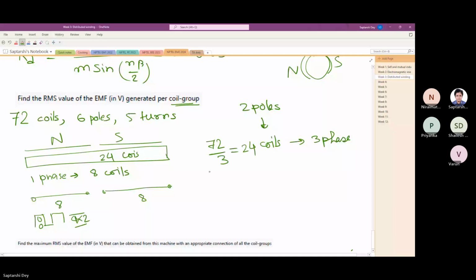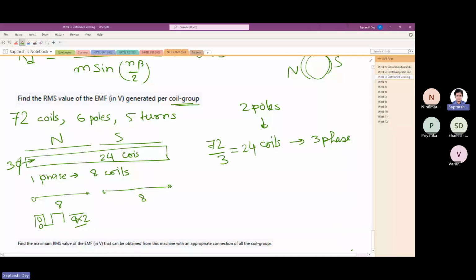So that is 24 coils per phase. Not per phase, 24 coils in every 2 poles. Every 2 poles has one complete 3-phase winding. Forget this 6-pole machine. Suppose there is a 2-pole machine. There also you can have a 3-phase winding, right? It's the same thing. We are looking at one unit, 2 poles. So there is also a complete 3-phase winding. So these 24 coils constitute one complete 3-phase winding. Now every phase has then 8 coils.